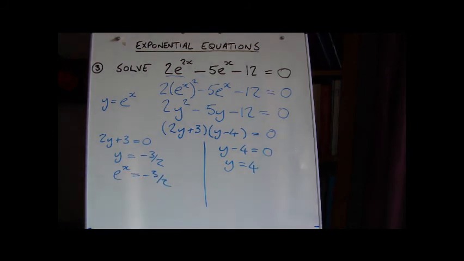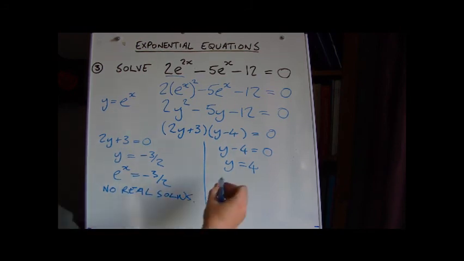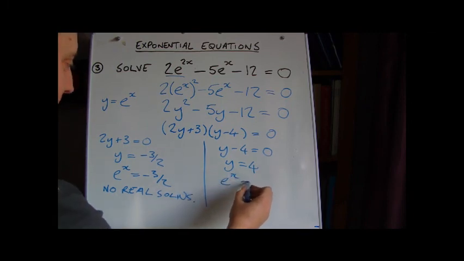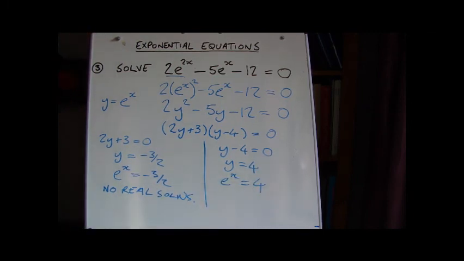Now if you try to solve this by taking logarithms, you'll find that there are no real solutions. You take log of this side and log of this negative number, we won't get a real solution. So there are no real solutions for this particular equation. If we look at the other one, we've got e to the x equals 4. Now this is very like the second example we solved.